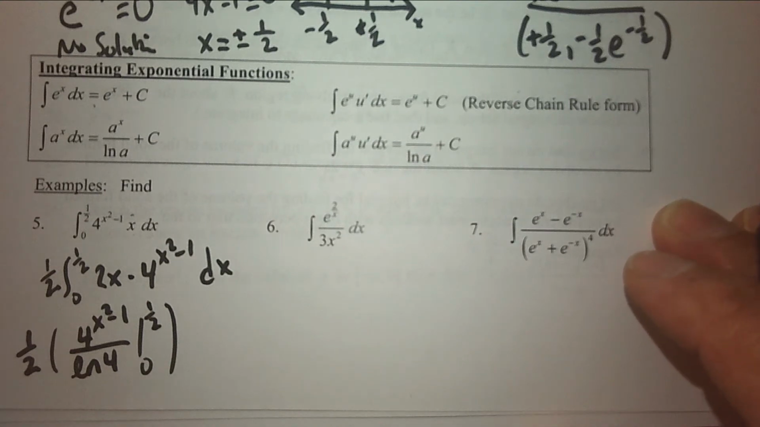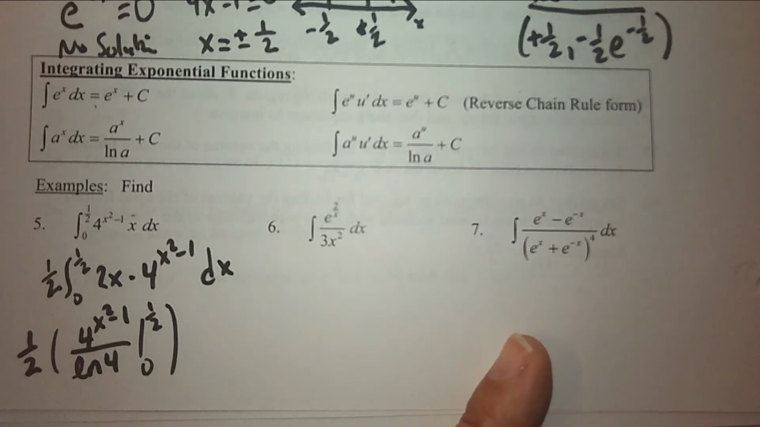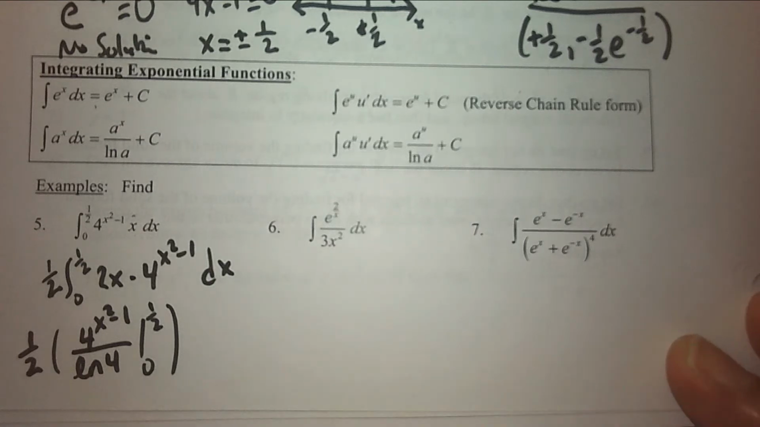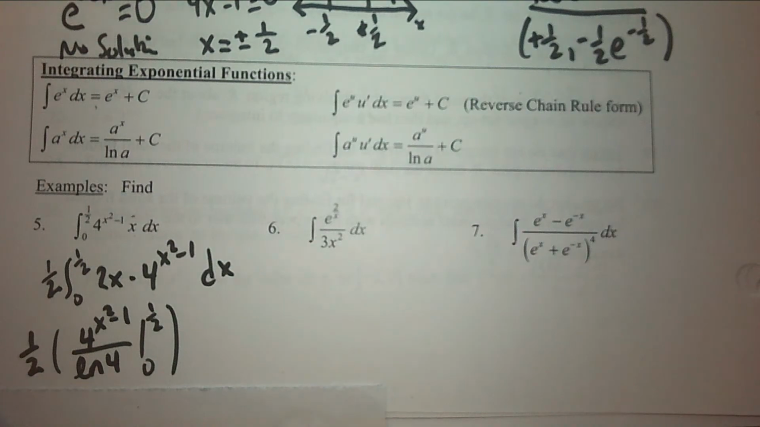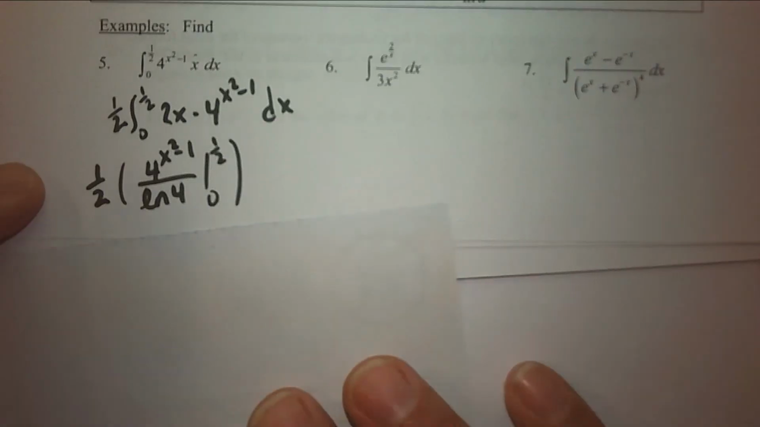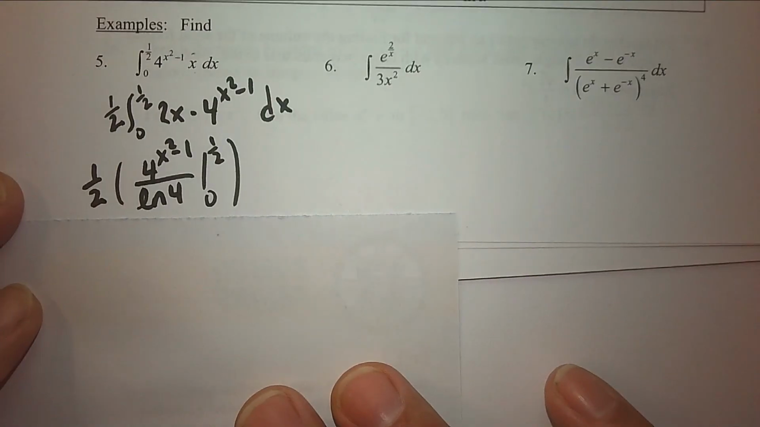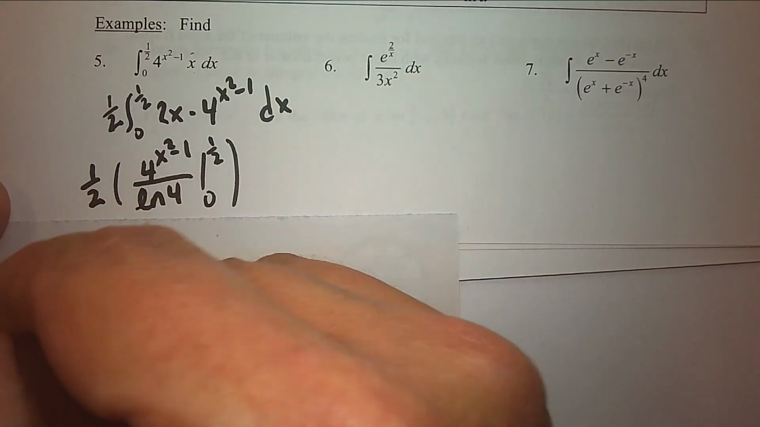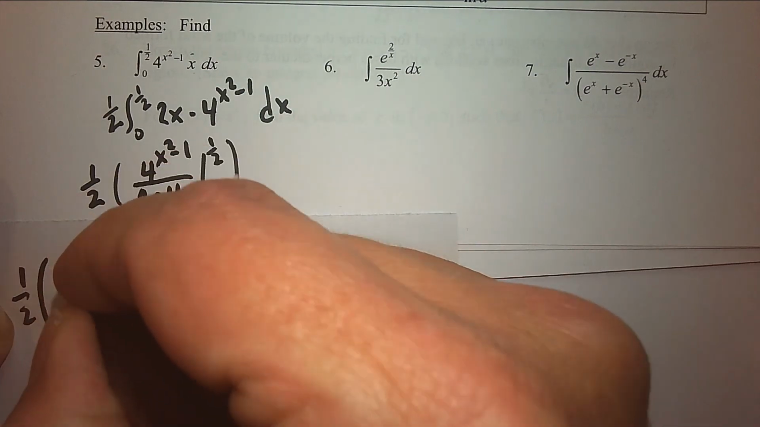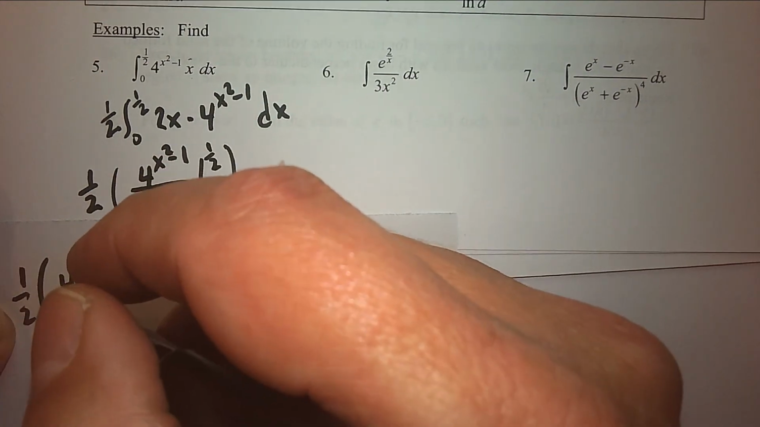And then how would you finish that off? So I'm going to run out of room because I'm using a fancy marker. But I'm going to do this, and move this up. So what would the end answer look like then? The one half is in front. What would I plug in first? And you don't need to simplify it more than this.